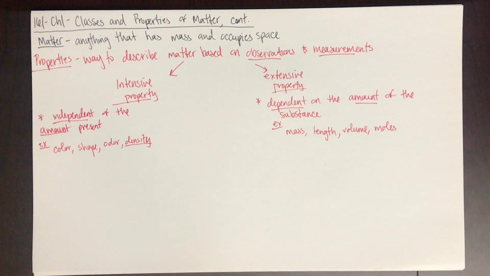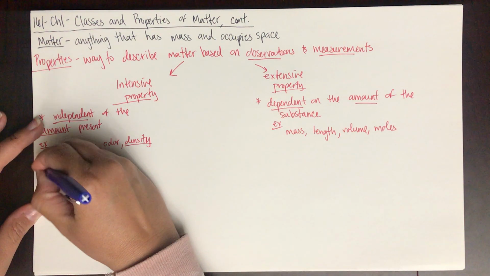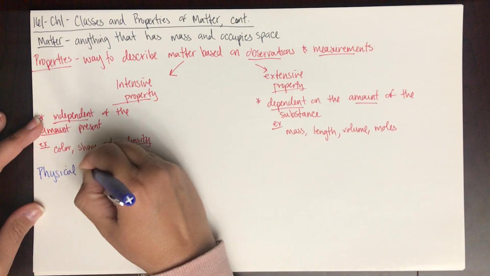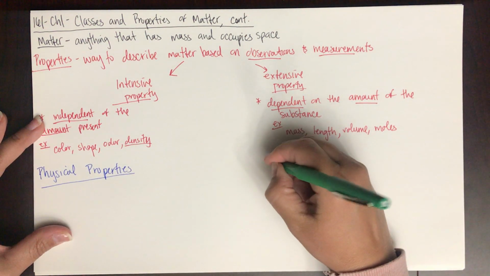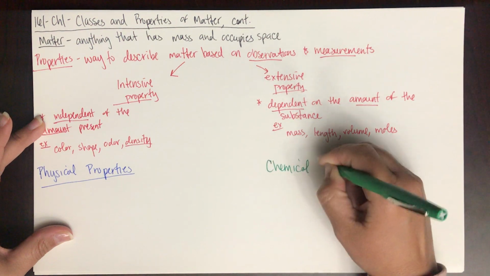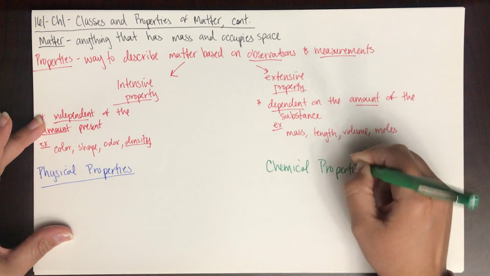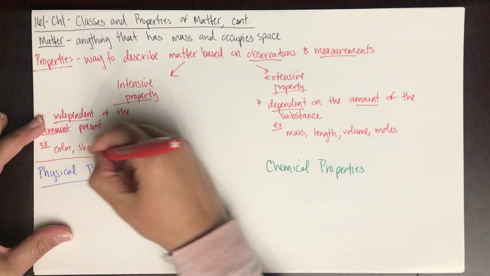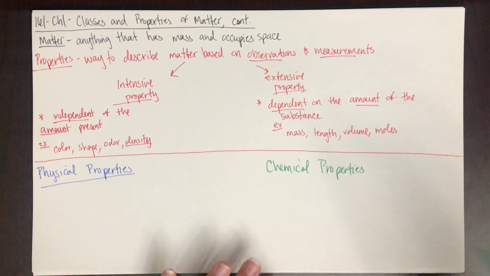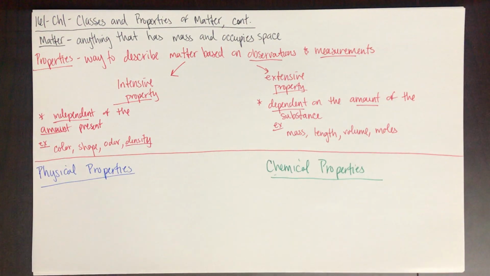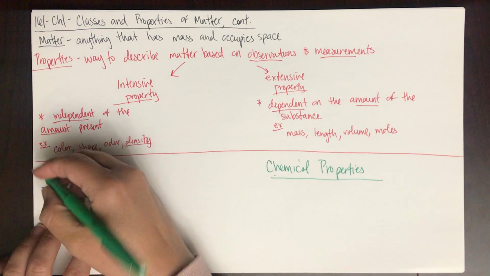The last thing that we should talk about are physical properties and chemical properties. These physical and chemical properties are independent of the intensive and extensive properties. These are all different categories. I just didn't want you to think that they were lined up under each other because they were the same. A physical property is something that can be measured or observed without changing the substance.